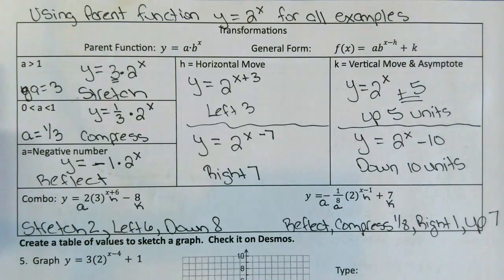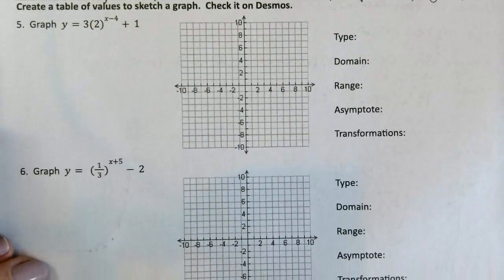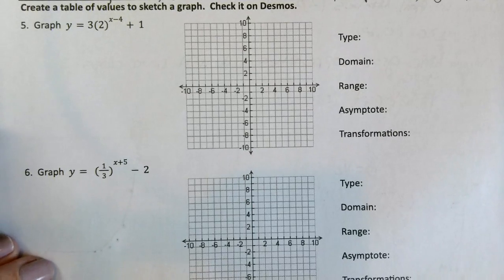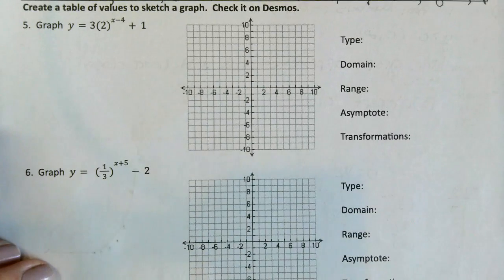So that is how you take a function, look at all the parts, and know how it is going to transform or move around from your original parent function. All right, we're going to sketch a couple of graphs, and we are going to check this on Desmos, and this is really just heavy calculator work.